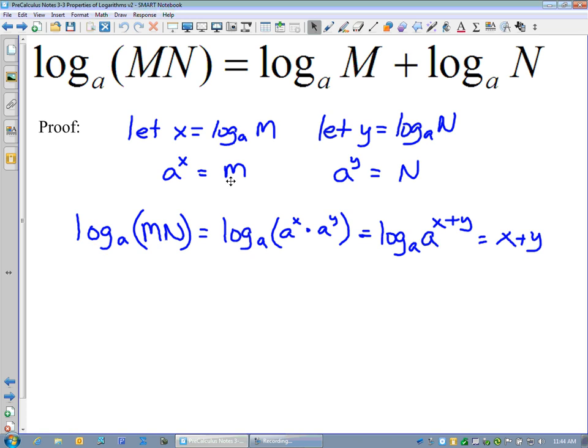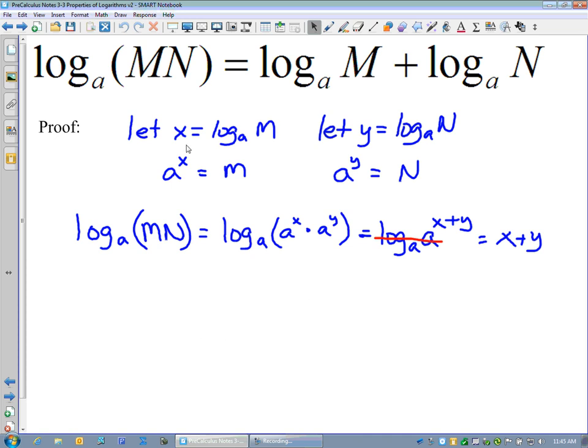So since we have what m is equal to, what n is equal to, we're going to take this left side here. Log of the product is the same as the log of m times n, because a to the x is m, a to the y is n. And now we can use our law of exponents to say if we're multiplying powers, we keep the base and add the exponents. So this is log base a of a to the x plus y. Well, if we remember our log properties from the previous section, which would be the inverse property, we can get a cancellation here, and that is equal to just x plus y.